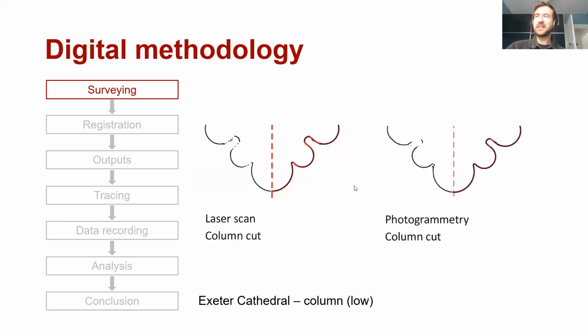But then we wanted to investigate, what does that mean when you investigate the details? So here we can see a column that's being taken as a section cut through it. And we can see a version produced with a laser scan on the left and photogrammetry on the right. Crucially though, this was taken at a low level, so about a meter above the floor. This meant that the camera for photogrammetry, you could take the photos relatively close to that column, and likewise the laser scanner is on the floor, so it's quite close to that column.